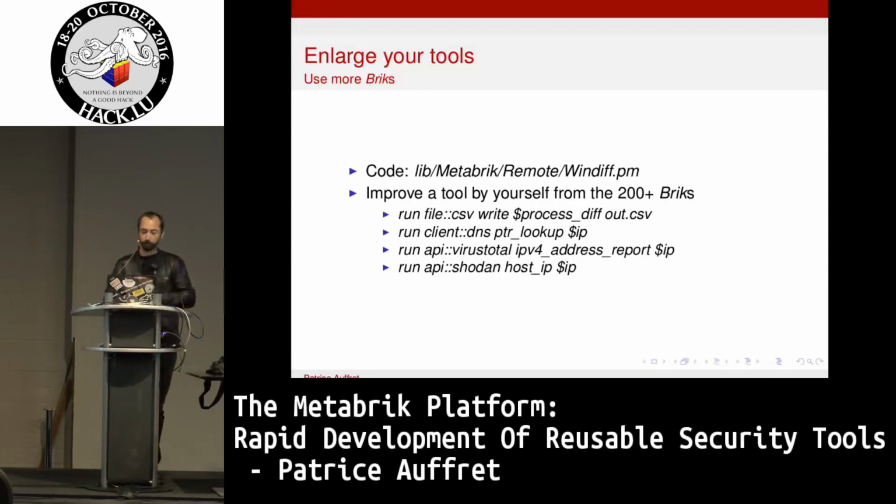So you would just call run file CSV write $process_diff out.csv, and you have saved the output in a CSV file. You want to do a reverse lookup on the IP address. You also have a brick for that. You want to use the VirusTotal API to check if this IP address is malicious or not. So you use the VirusTotal API, same with Shodan if you want to get some information. You have more than 200 bricks, so chances are if you want to do something, there is a brick which at least can help you do that.